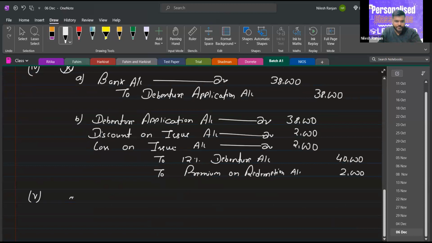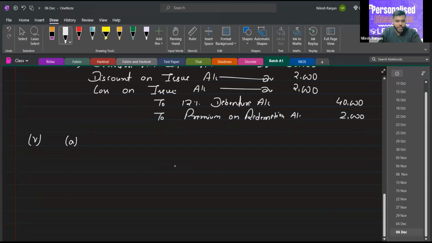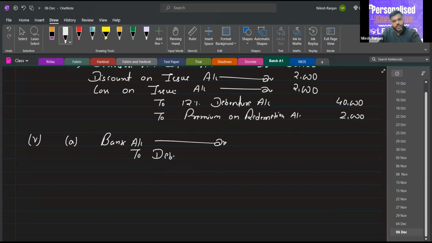Case number 5. Now, in this case, a company limited issued debenture at premium of 10%, redeemable at premium, so there is profit on issue and loss on redemption. So, bank account debit to debenture application account. And we are issuing our debenture at 10% premium, so it will be 44,000.